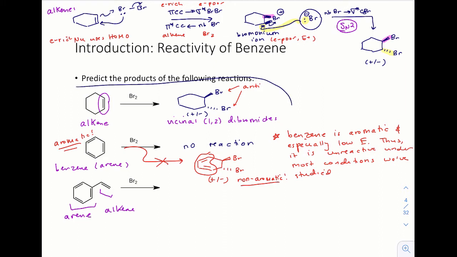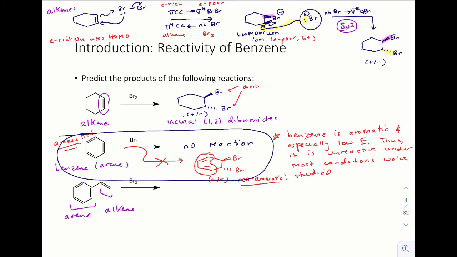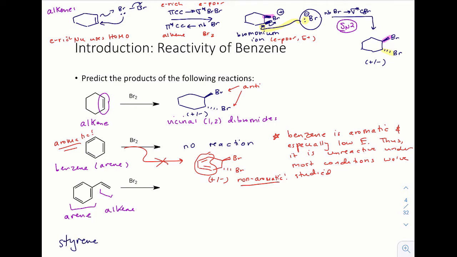Now, cyclohexene forms a vicinal dibromide when treated with molecular bromine. Benzene displays no reactivity with molecular bromine. This molecule, styrene, has an arene conjugated to an alkene. These two carbons have p orbitals and are adjacent to one another, so this is an 8-atom, 8-pi electron system. This molecule, styrene, when treated with molecular bromine, does react, and it reacts at the alkene portion to preserve the aromaticity in the ring.